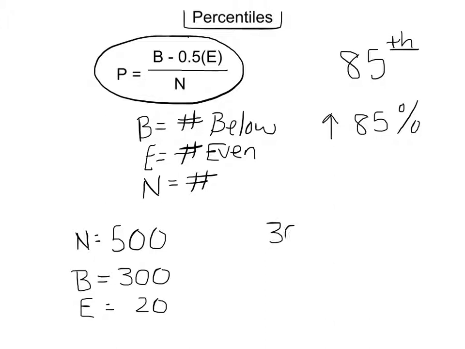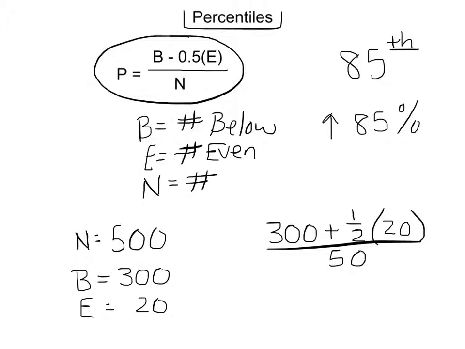all I would do is plug into my formula and realize that this puts me at 0.62. So I'm in the 62nd percentile, meaning I did better than 62% of the population.